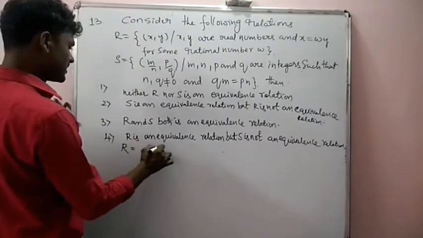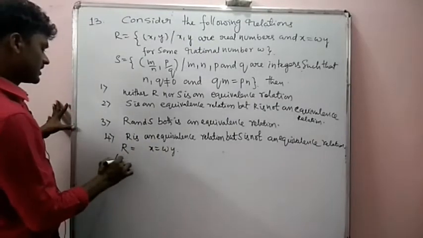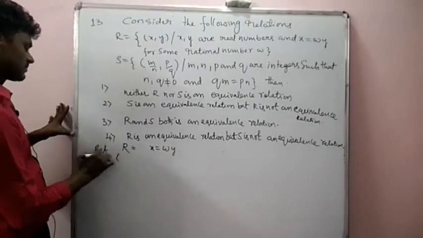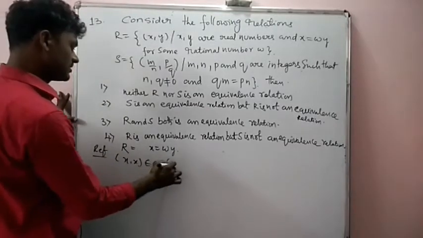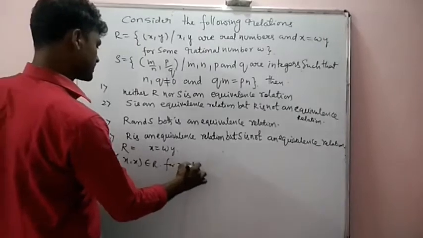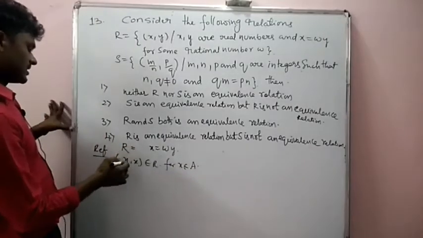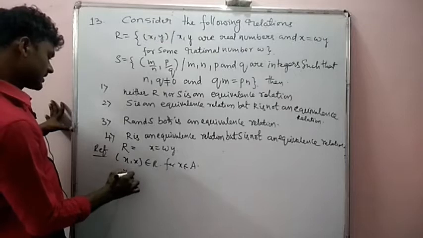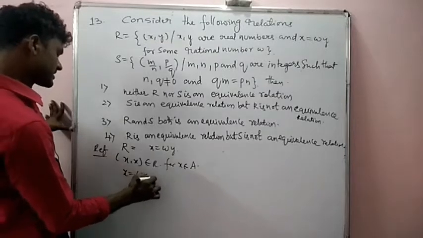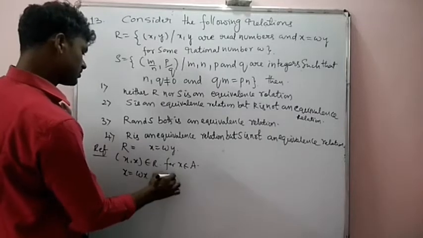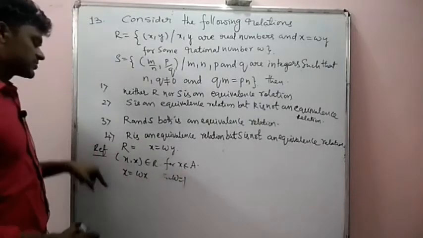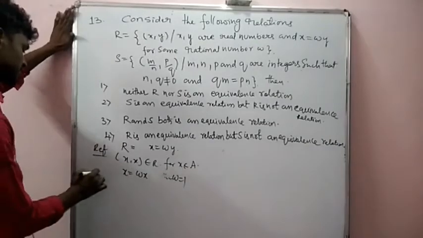Here, one condition is given: x = ωy. First we have to check reflexivity. Reflexive means (x, x) belongs to R for every x belonging to the given set A. Here x = ωx, which is possible when ω = 1. This is reflexive.